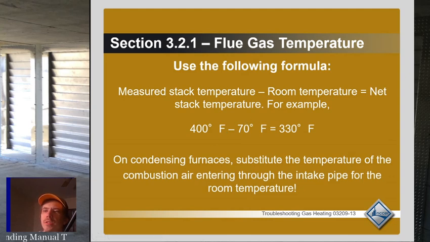On condensing furnaces, substitute the temperature of the combustion air entering through the intake pipe for the room temperature. Right? Because on most condensing furnaces, you will get the combustion air from outside. Not always. There are instances in which you can take combustion air from the room, in which case it would still be the same. It would be the room temperature. But if it's direct vent piped to the outside, then the air going through the intake is where you're going to get the entering air temperature for the flue.